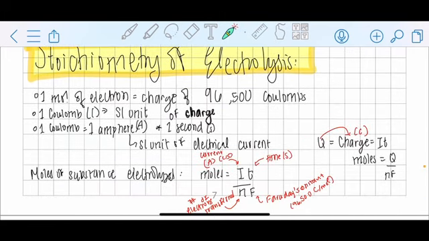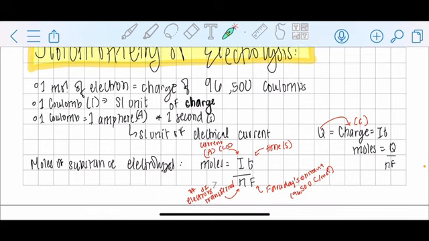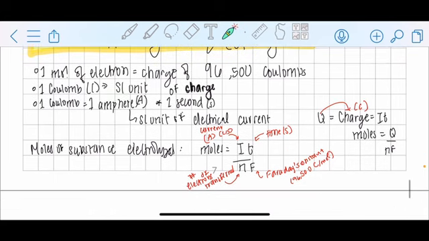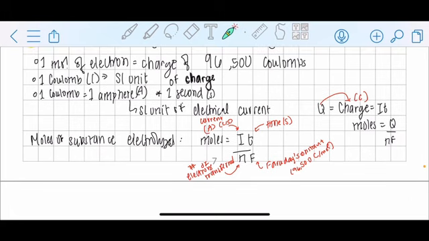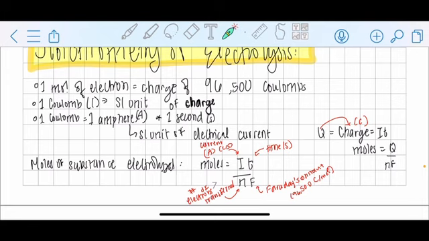Stoichiometry of electrolysis. 1 mole of electrons is equal to a charge of 96,500 coulombs, and 1 coulomb is the SI unit of charge, and a coulomb is ampere times second, and the ampere is the SI unit of electrical current. The moles of substance in electrolysis can be calculated using moles equal to I, which is the current, times time, divided by the number of electrons transferred times Faraday's constant. Q is charge, which is I times T, and the moles is Q over NF, which is IT over NF.